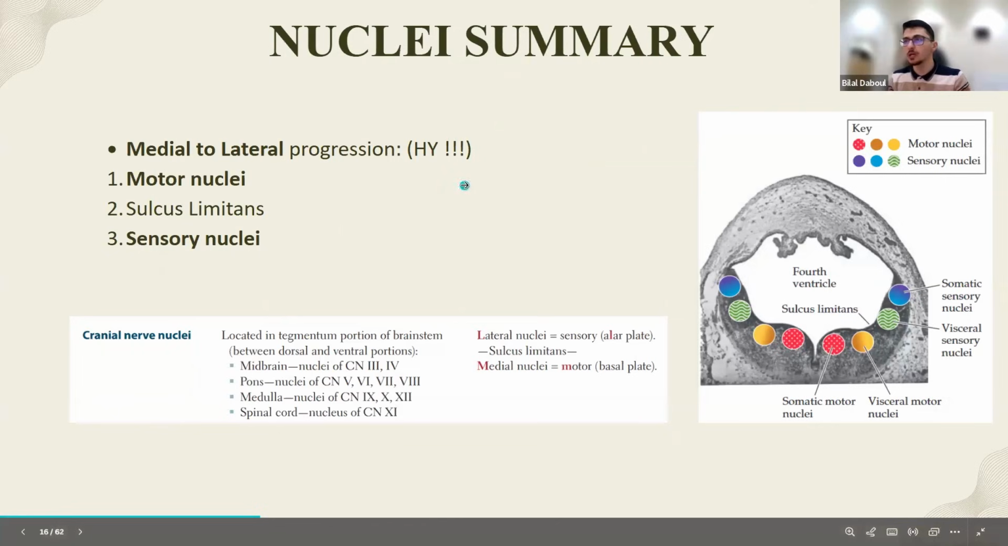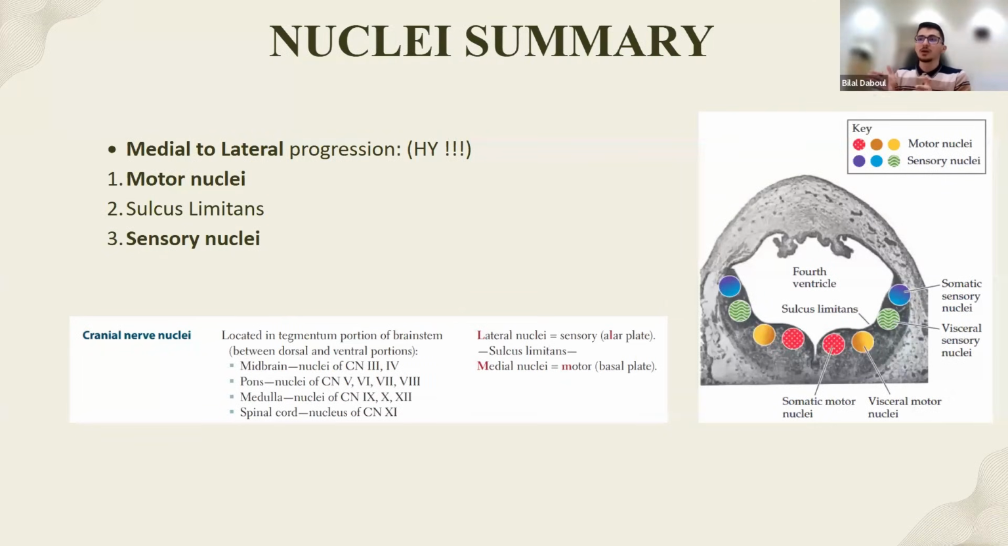Now, this is a summary of the nuclei. This is the takeaway you need to have. Motor nuclei are medially placed. Here you see a section of the embryological brainstem. This is the midline, and this will be the fourth ventricle. Somatic motor nuclei are medially placed. Generally, motor nuclei, be it parasympathetic or somatic motor, are medially placed. This is opposed to sensory nuclei, which include visceral sensory nuclei and somatic sensory nuclei, which are laterally placed. The sulcus limitans is a groove in the embryo that separates both, separating the medially placed motor nuclei from the laterally placed sensory nuclei.